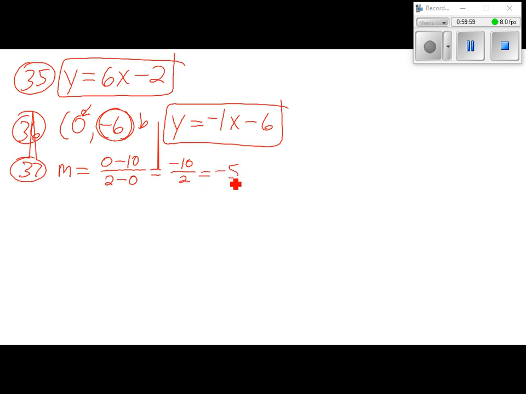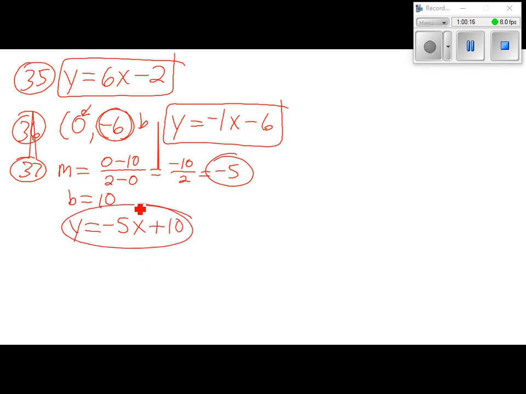Again, our y-intercept is that second point, (0, 10). So our b is just 10. So y equals our slope, which is negative 5 times x, and our y-intercept is positive 10. That's our equation.